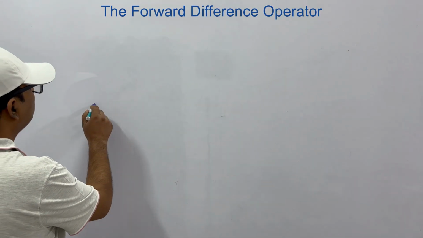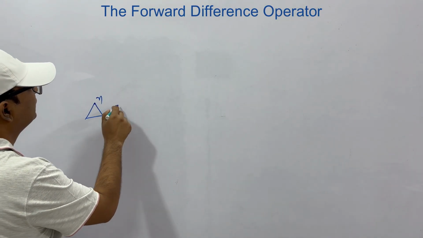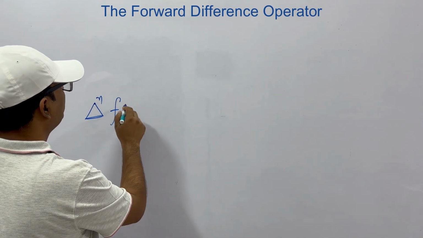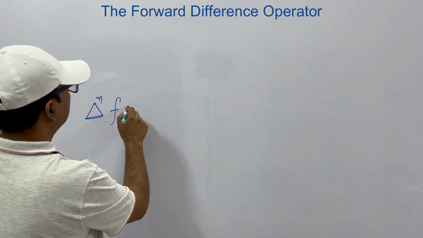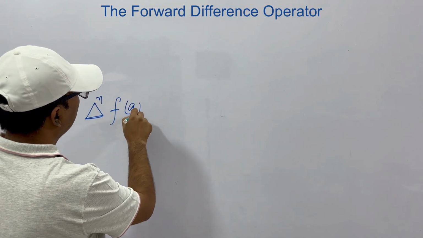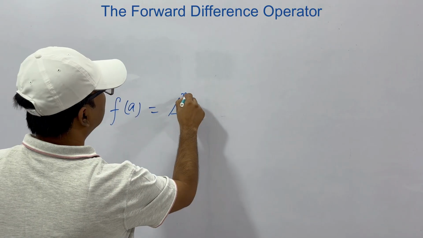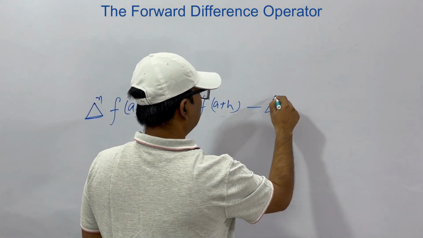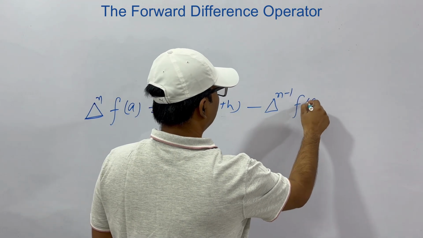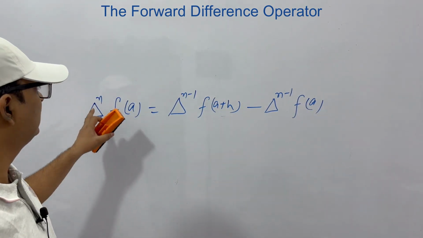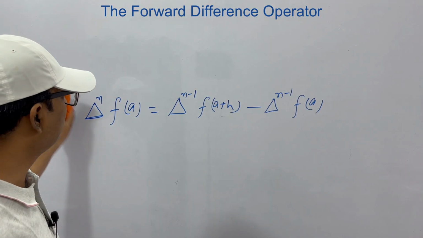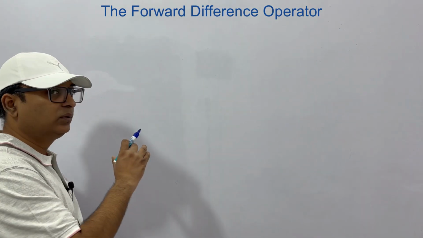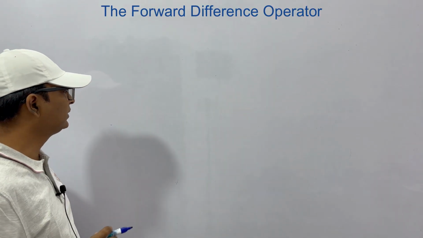So what we saw was that the nth power of this forward operator on f(a) is del n minus 1 of f(a+h) minus del n minus 1 of f(a). This is what we were doing in generalized terms. You should keep this expression in mind. There is nothing to call it a formula; it is just an expression.